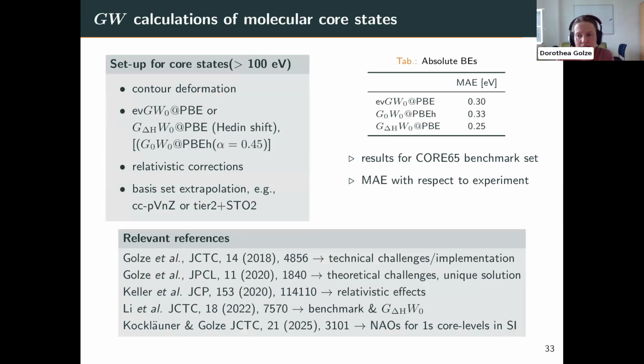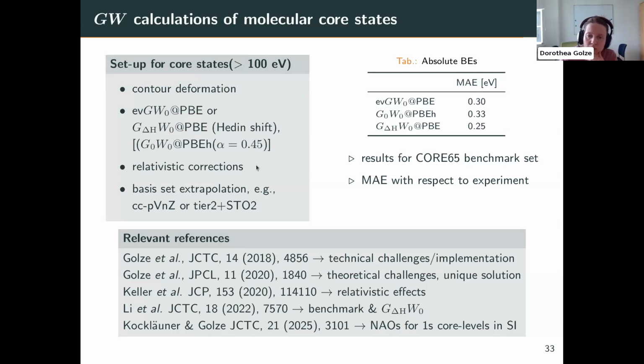For molecular core states, contour deformation should be used, as I said earlier. So deep core states here with binding energies larger than 100 eV. You should definitely use some self-consistency in G to get a unique solution. So that's actually very important. All the schemes listed here work well. So this, what I call the heading shift, is an approximation to evGW0, basically stopping at the first iteration step of evGW0, if you want. Compared to experiment here in the table for the CORE65 benchmark set, they all perform very similarly for absolute binding energies of 1s states.